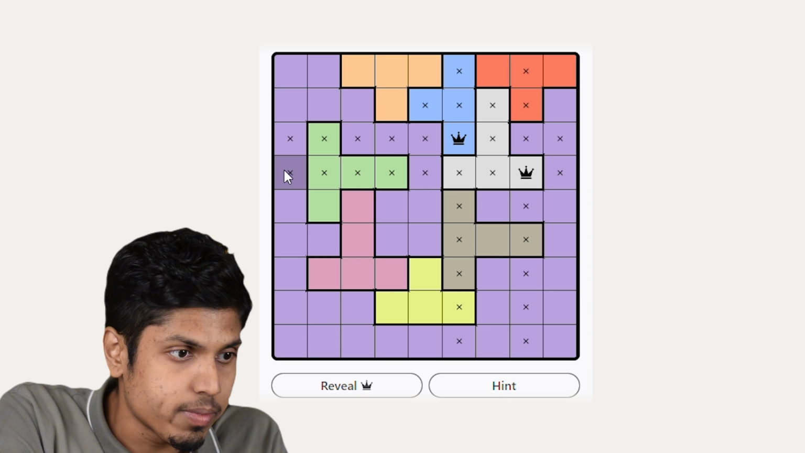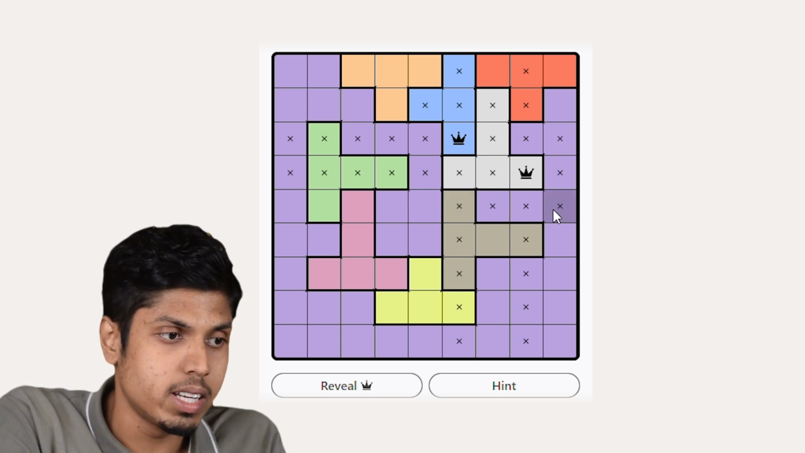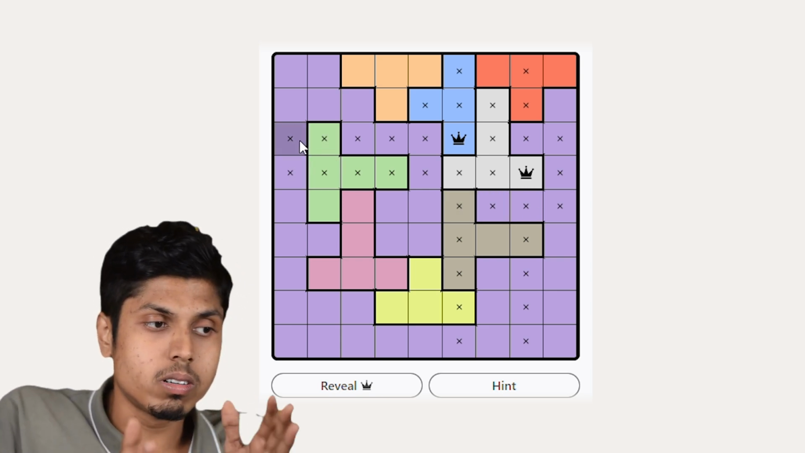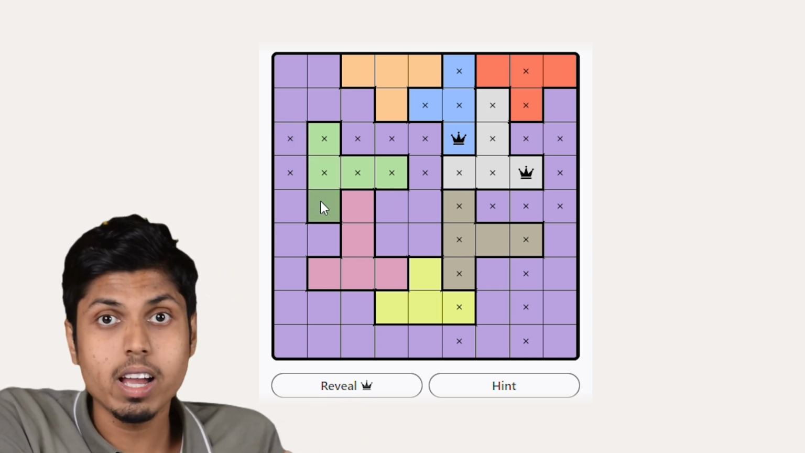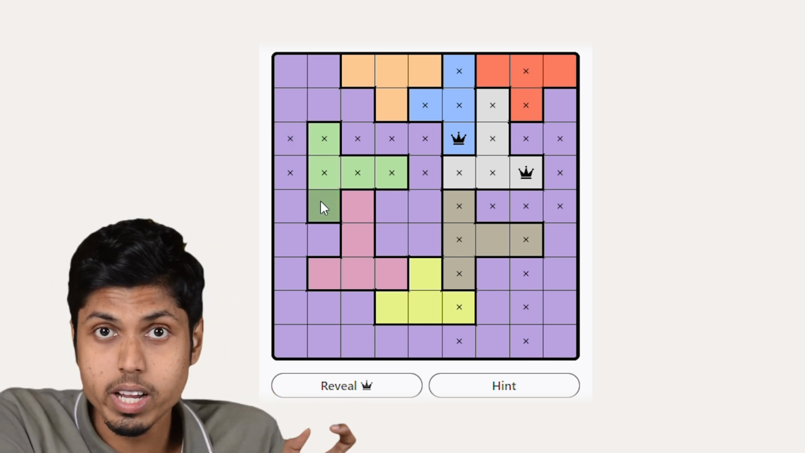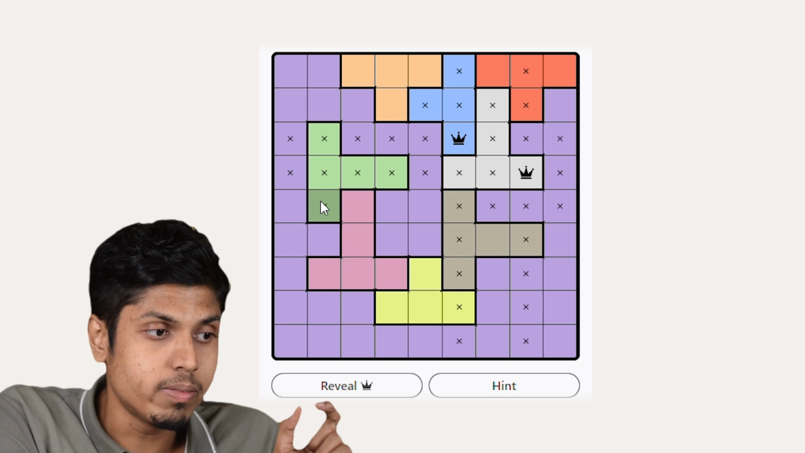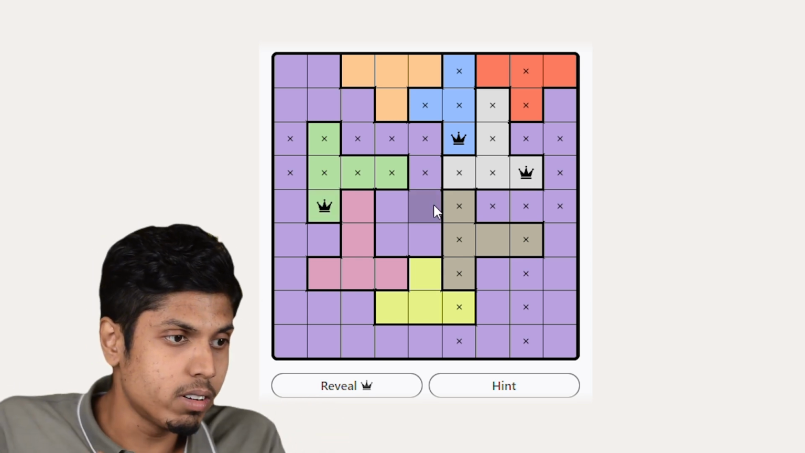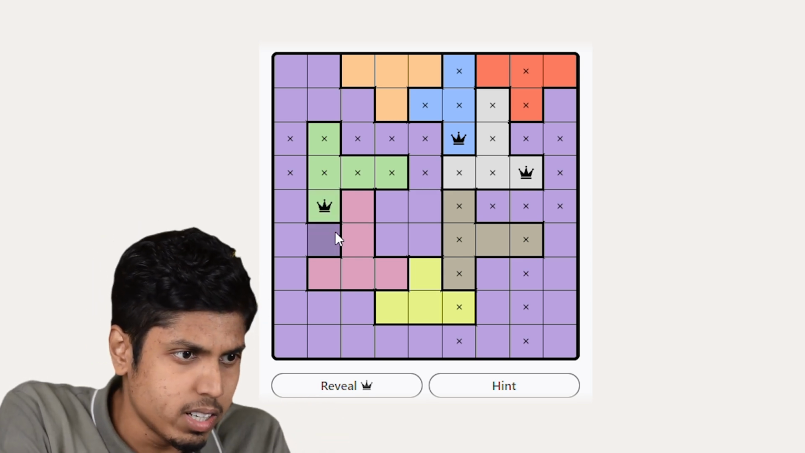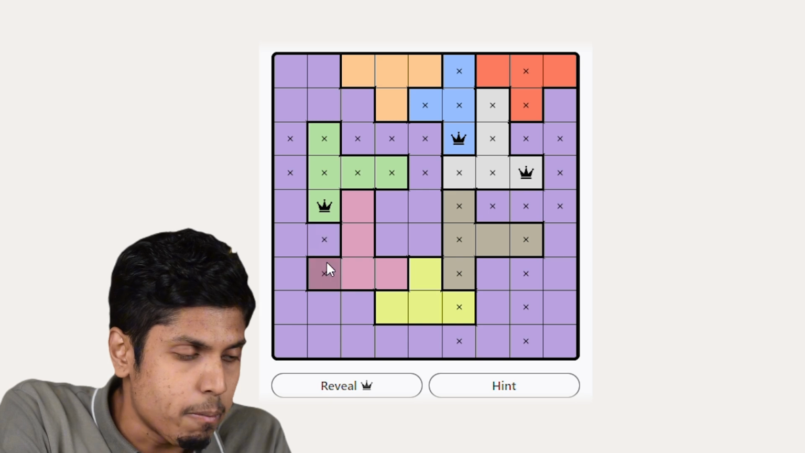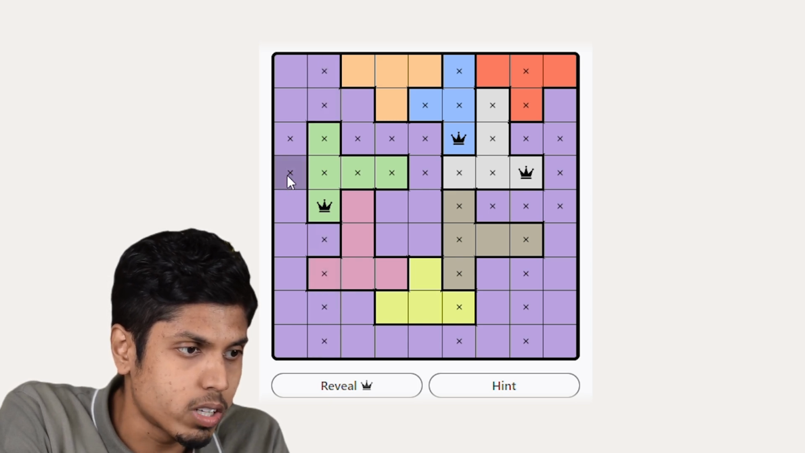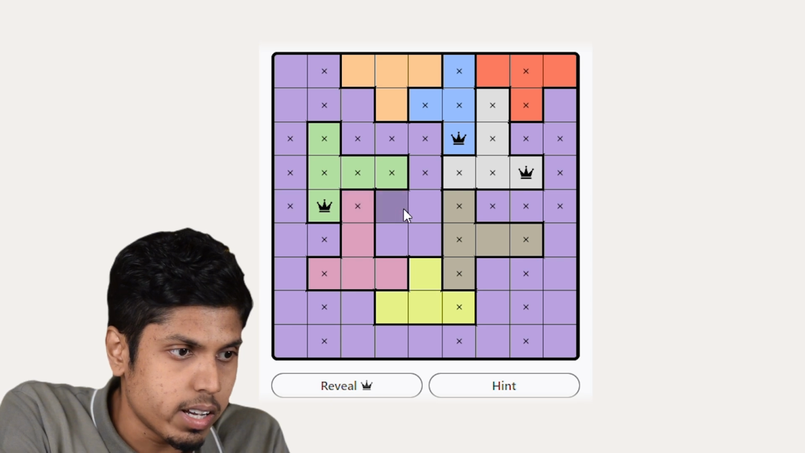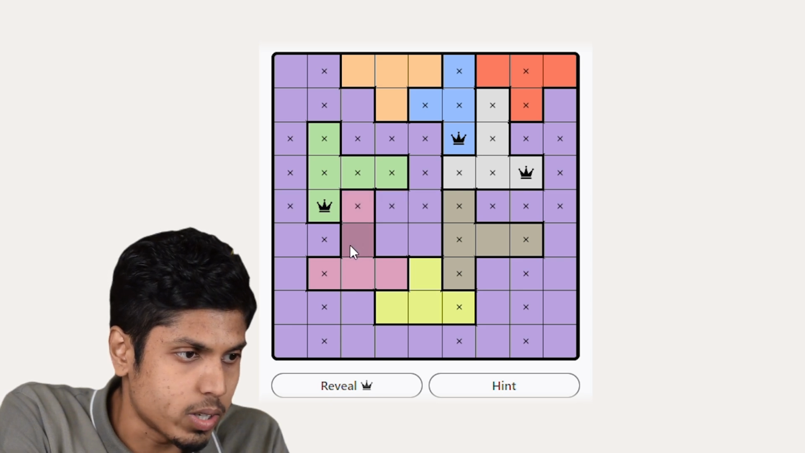And also the adjacent squares. Now coming to the green region, we can see only one unit square remaining, and we have to place the crown over there for assigning it a crown. So now we are done with green region. So let's mark all the corresponding cells in the column and row with cross, and of course the adjacent squares.